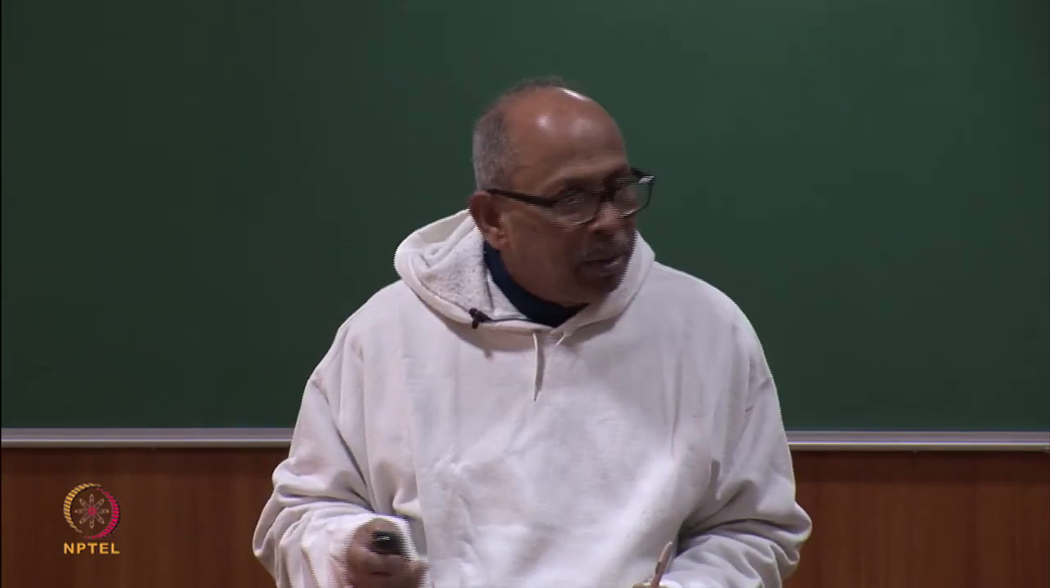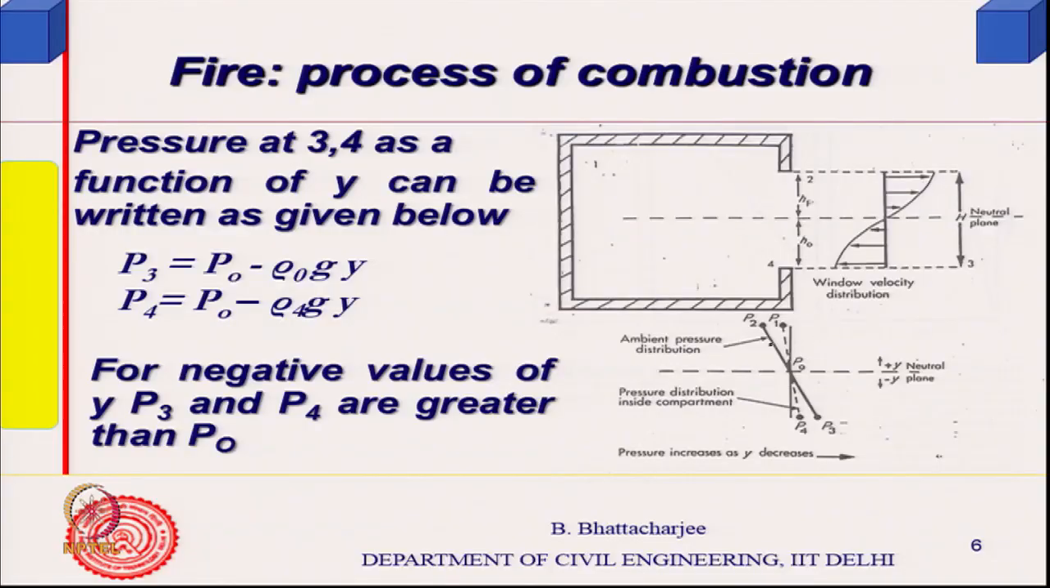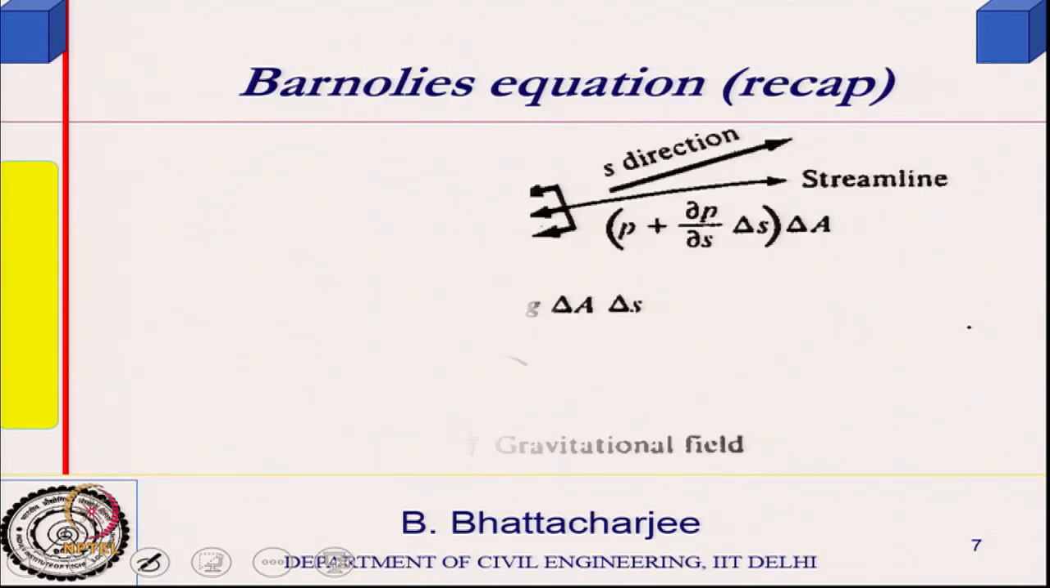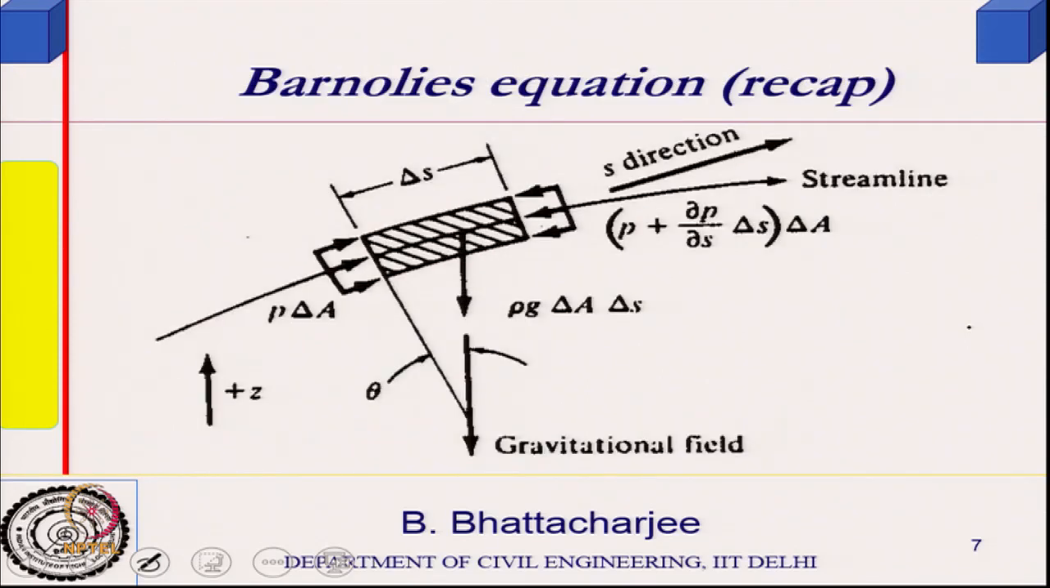This is understandable now. So, that is why you can see in this diagram that P0 is here, P3 is more, P4 is there, P1 is here, P2 is there. Correspondingly, y is positive here and negative there, and that is how it is. So, y positive above the neutral plane, that is what it is. That is how the pressure difference would be, right. And then we can use Bernoulli's equation.